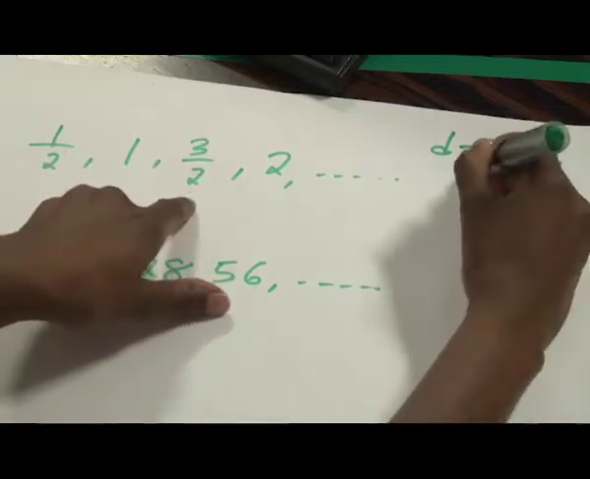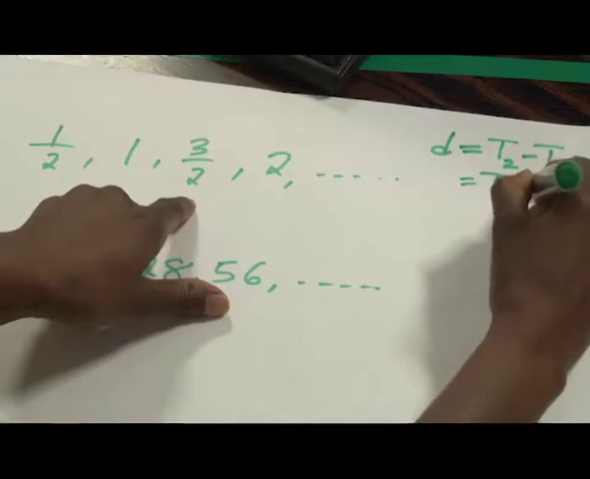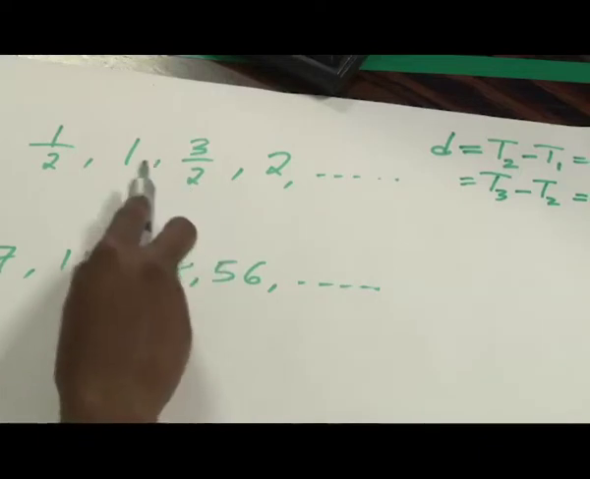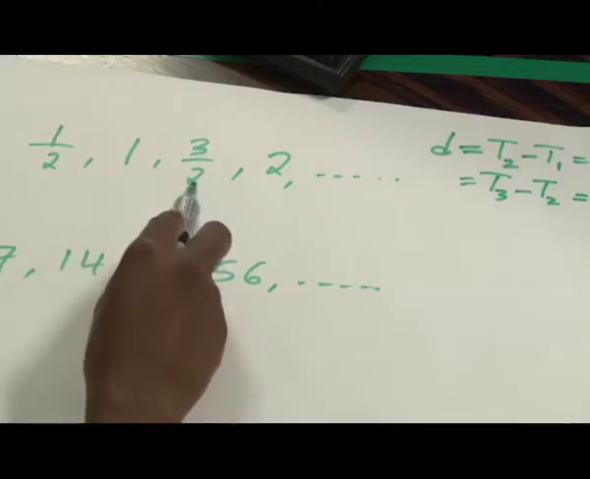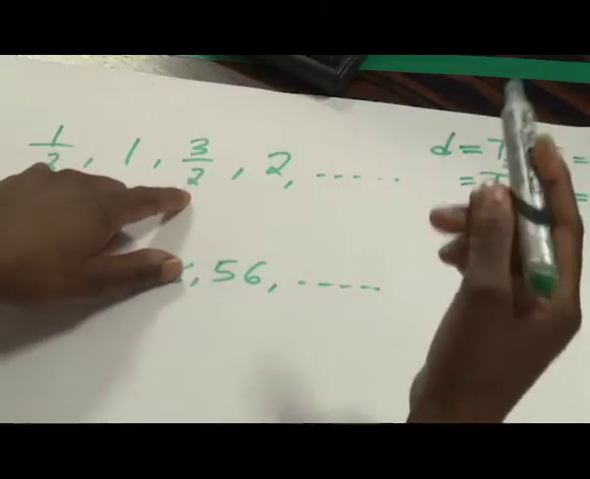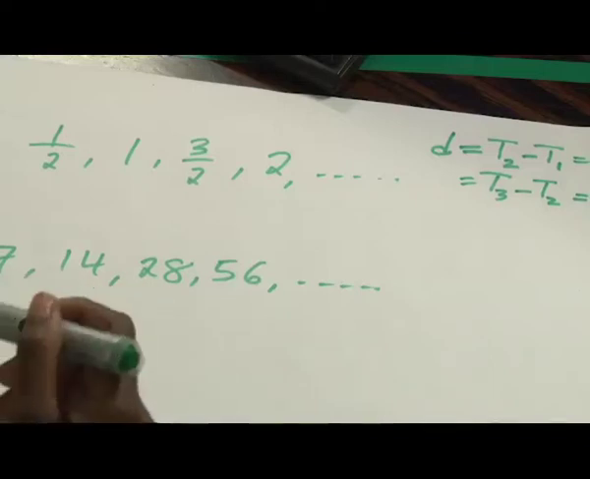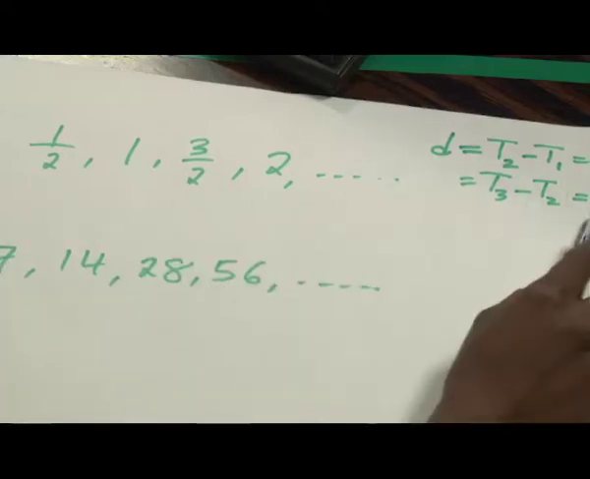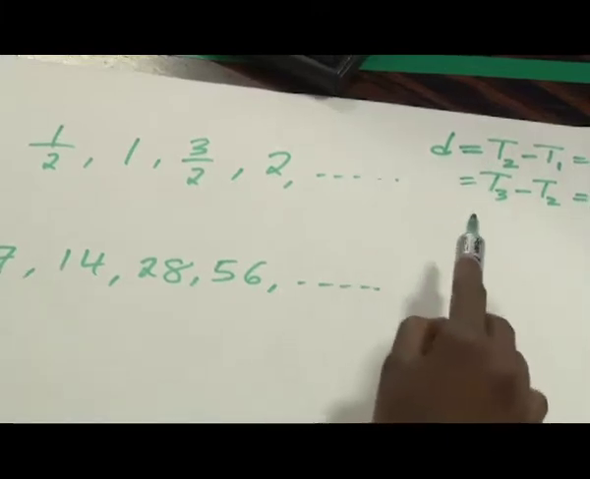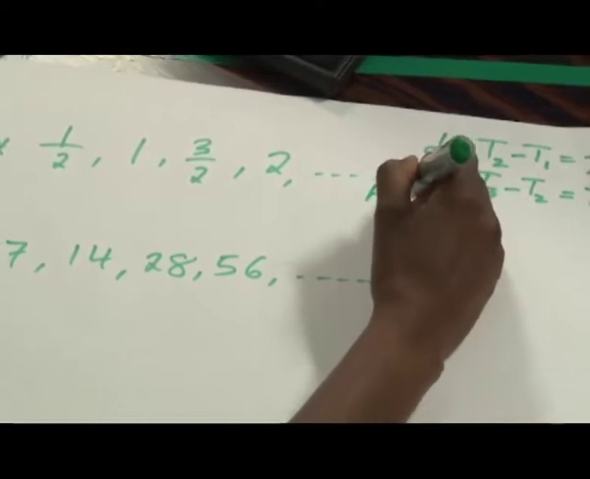And then we look at also term 3 minus term 2. That is 3 over 2, which is 1.5, minus 1. That gives us 0.5 or a half. So we can clearly see that this sequence is an AP because the difference is common. The difference is the same. So this is an AP.